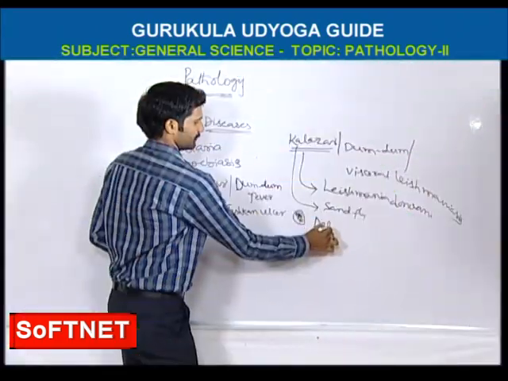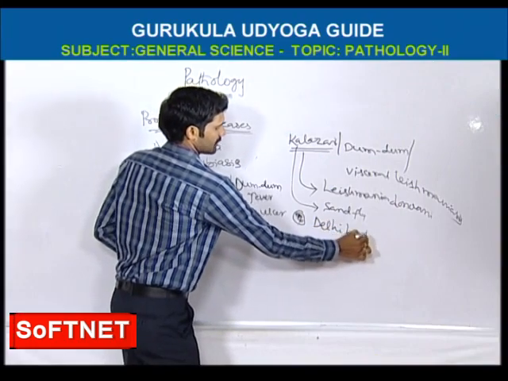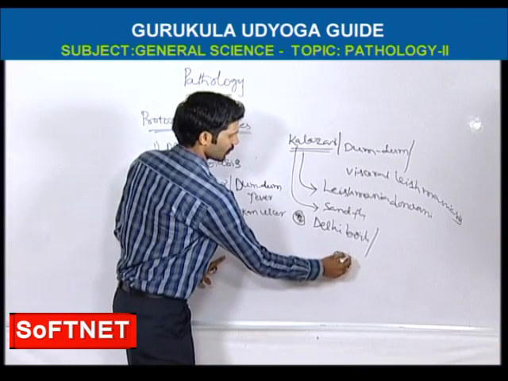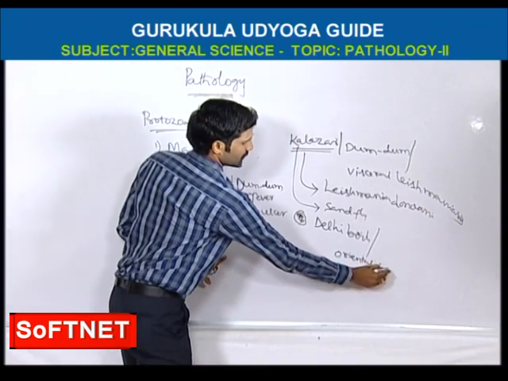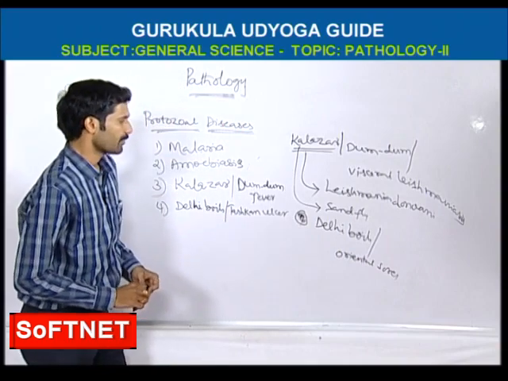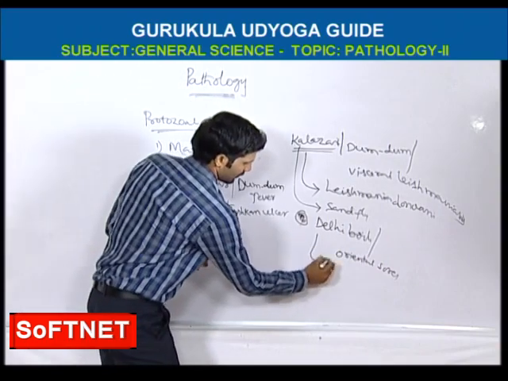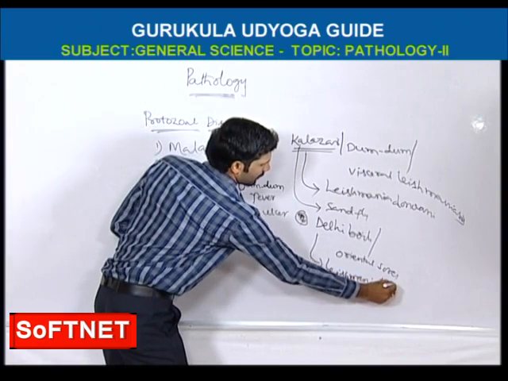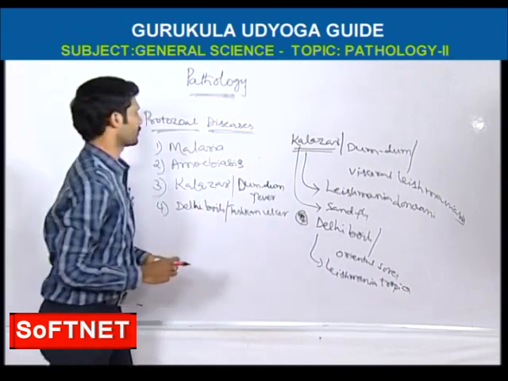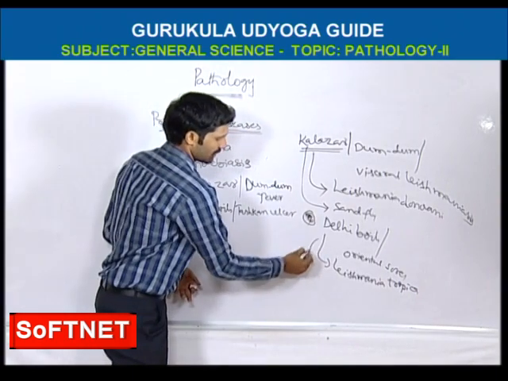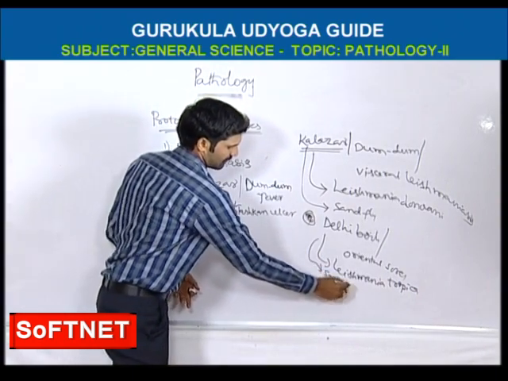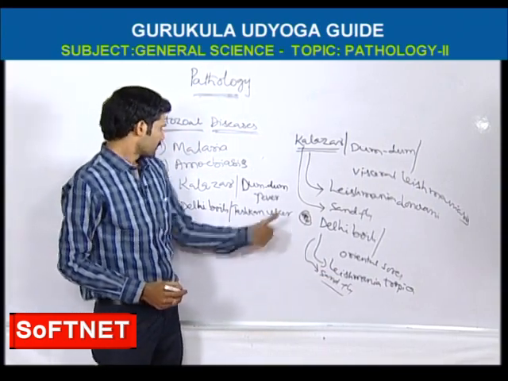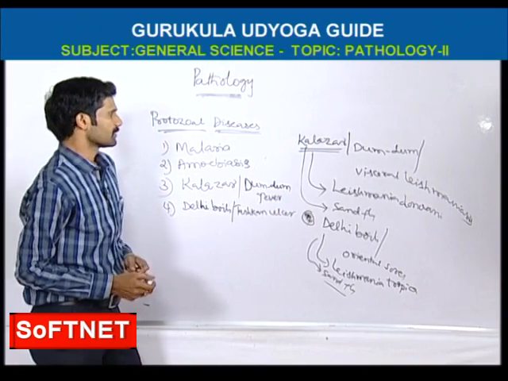Delhi boils or Tashkent ulcer, also called oriental sores, are caused by Leishmania tropica. It is also a protozoal parasite and is spread by the same sandflies or sandfleas. Okay, so these are the two important protozoal diseases.